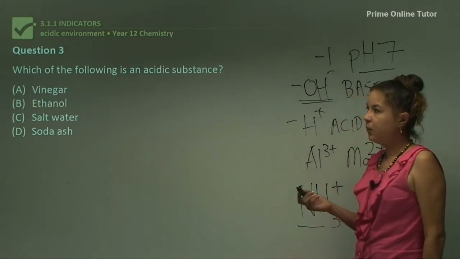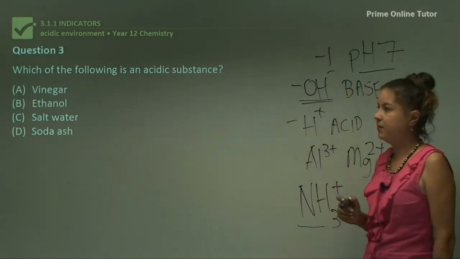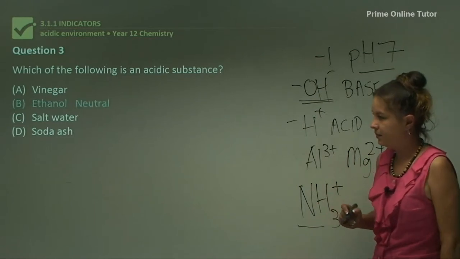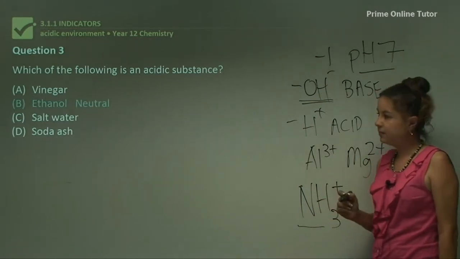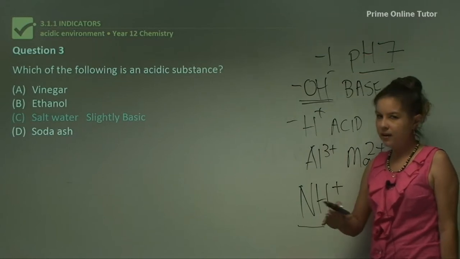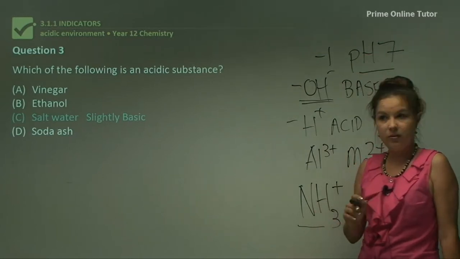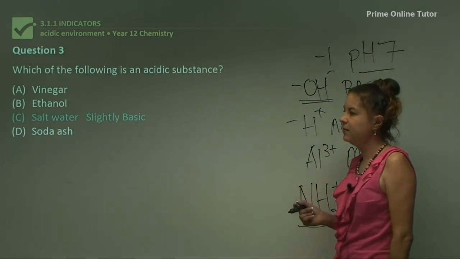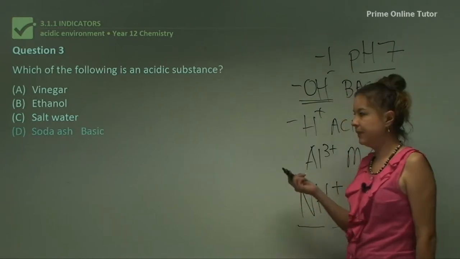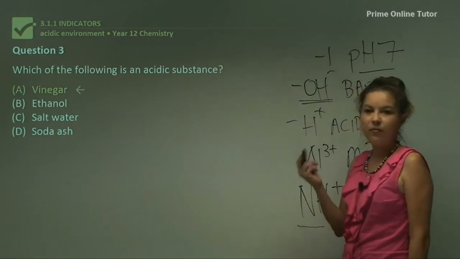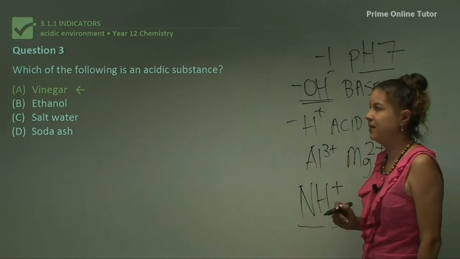Question 3. Which of the following is an acidic substance? Ethanol is neutral. Salt water, slightly basic, depending on where the salt water is, how much salt is in there. Soda ash, basic. Our answer there, vinegar, acetic acid, that's acidic.